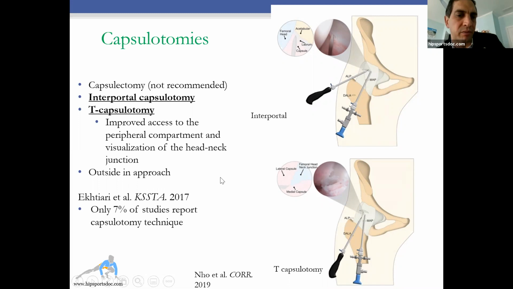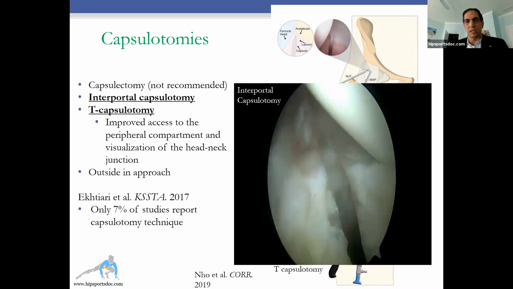Historically, the form of capsulotomy has not been reported well in studies. This review from 2017 showed that only 7% of the studies reported the technique. And so in comparing these approaches, it's difficult to understand outcomes that have been done historically because of the lack of reporting. In the last 3 years, there's been a much greater reporting and interest in the capsule, which we'll present a little more here too. So here's a video of an interportal capsulotomy.